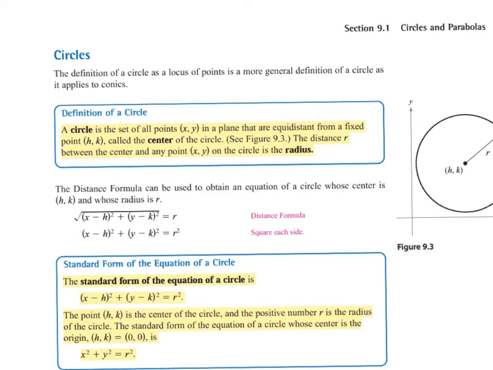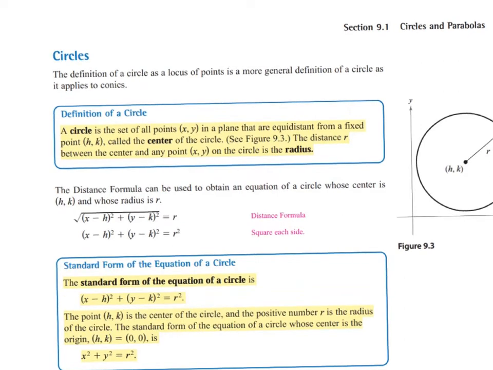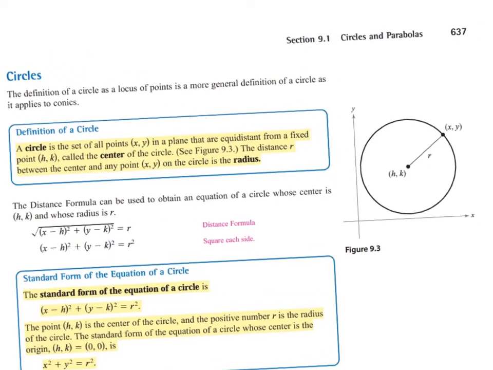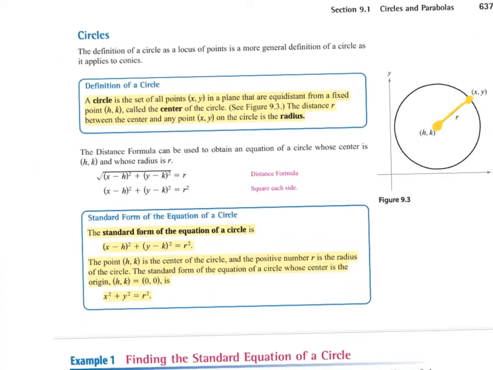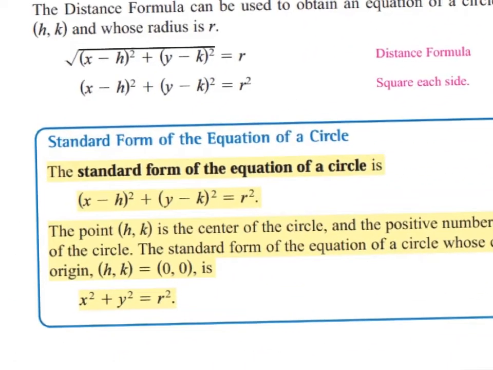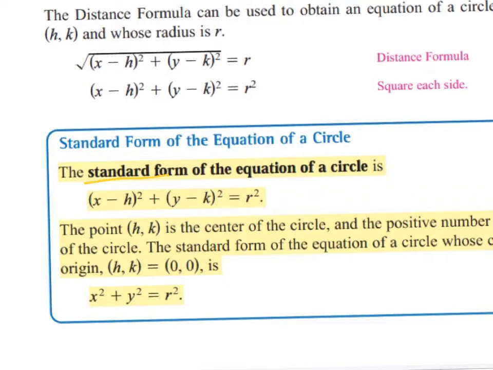So a circle, by definition, is a set of all points in a plane that's equidistant from a fixed point called the center. Guys, equidistant just means the same distance. The distance from the center of a circle to any point that lies on the circle is our radius. To find out how far that is, you use the distance formula. The standard form for the equation of a circle is right here.